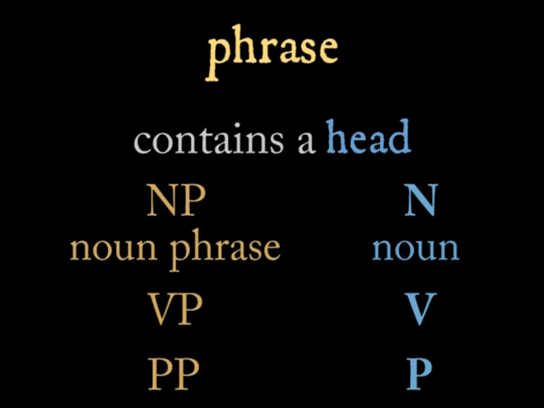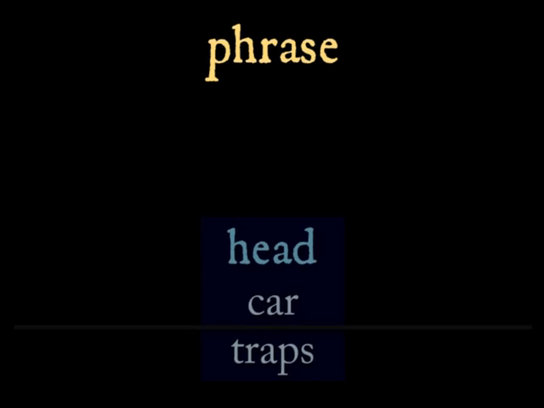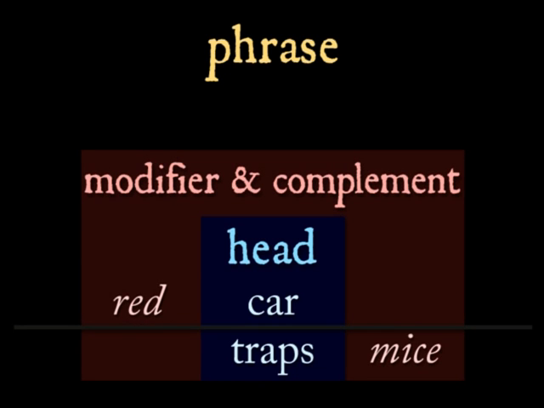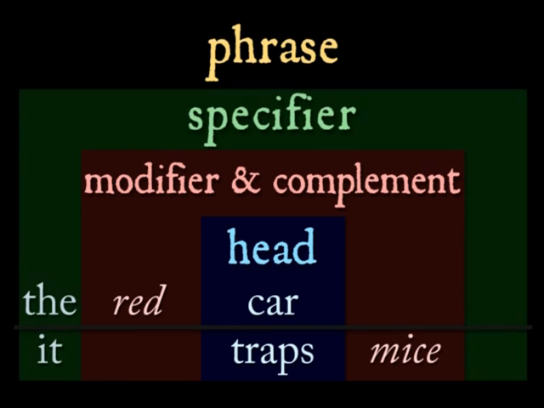Phrases have three parts. The first part is the head, the main word mentioned above. The second part is the complement, which may be optional and usually occurs next to the head. It's adjacent to the head. The third part is the specifier, which qualifies the head in some way.